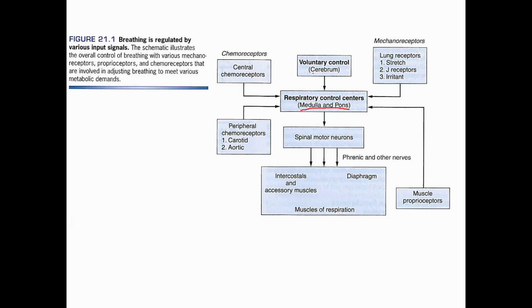Of course, we can control respiration voluntarily. I can breathe fast if I want to. I can hold my breath if I want to. We are going to talk about how the central chemoreceptors tell your brain about the blood chemistry.